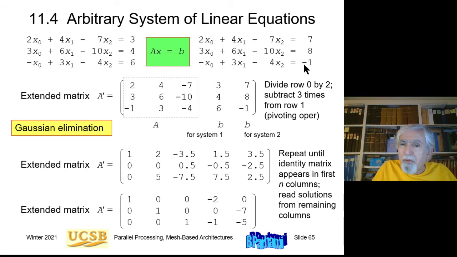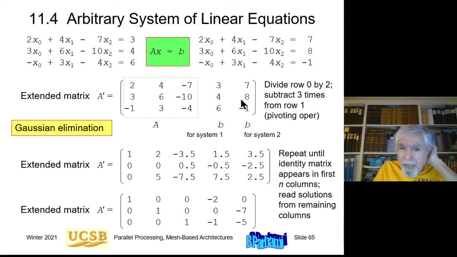Okay, I can solve both of these at once through Gaussian elimination. So the way I do that, I write the matrix of coefficients here, then the right-hand sides. So this is known as the extended matrix A prime. So this is the matrix A. I add the right-hand side. So if I just wanted to solve this one, there would be just one column added.